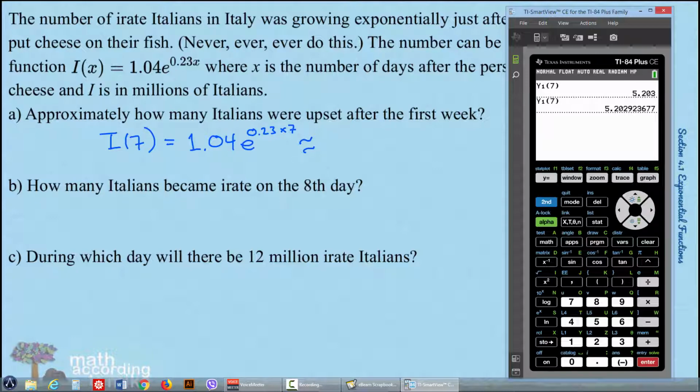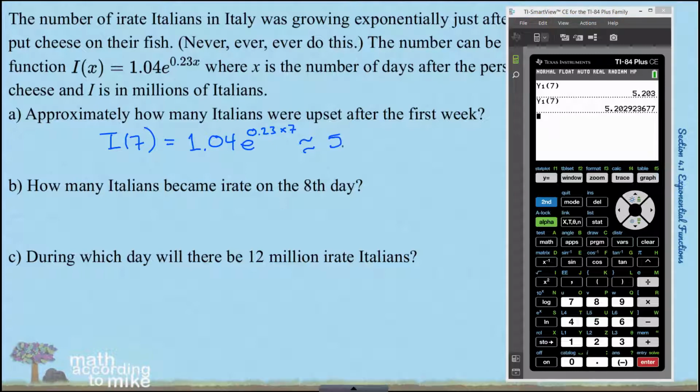Get a lot more decimals there. Now on the test, I would tell you how far to round. Let's go to one place here. So you would say 5.2 million.